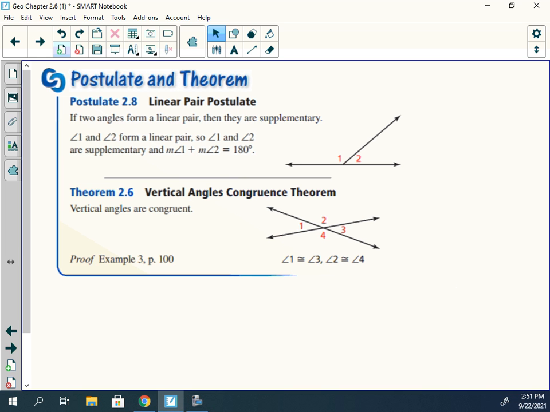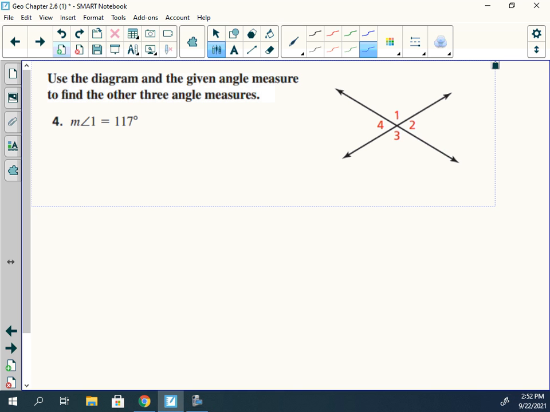If 2 angles form a linear pair, then they are supplementary. Well, if 2 angles are supplementary, they do what? Supplementary angles add together to be 180. So here, angles 1 and 2 would add together to be 180. And that is the linear pair postulate. Now, vertical angles are congruent. They're going to be the exact same. So angle 1 and 3 are congruent. 2 and 4 are congruent. So let's use those properties.